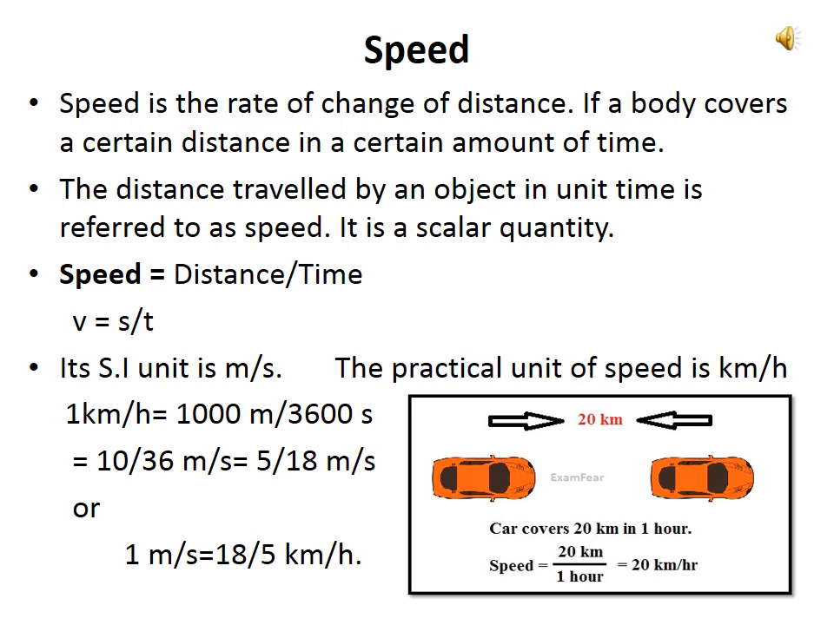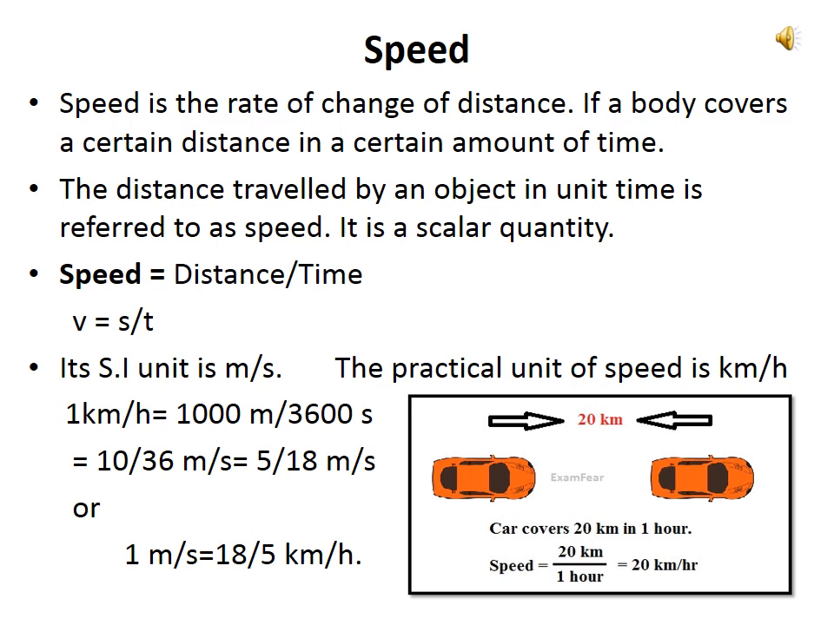See the picture. What can you understand from the picture? Here there is only one car. It travels 20 kilometers in 1 hour. So speed is equal to 20 kilometers divided by 1 hour, which is equal to 20 kilometers per hour. The practical unit of speed is kilometer per hour.